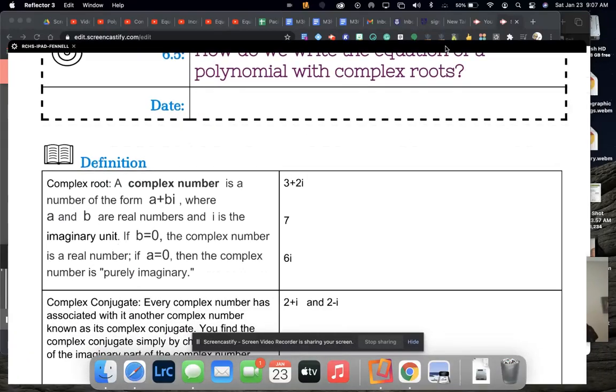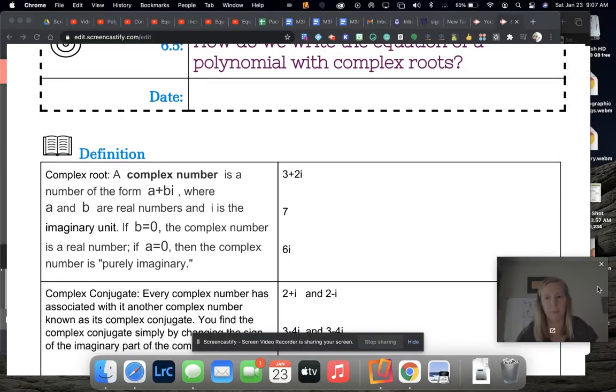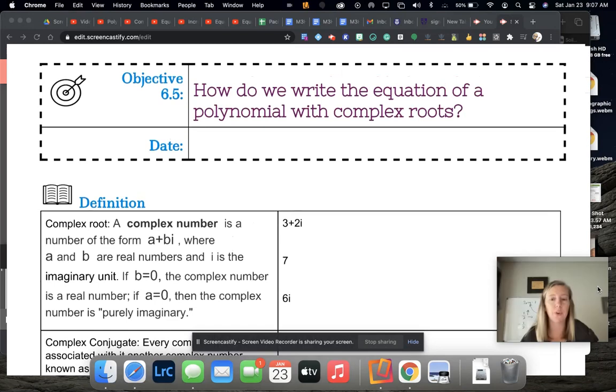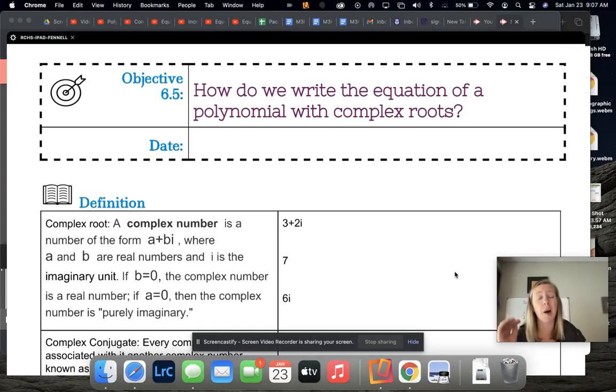Hello, lovelies. Today we are going to talk more about polynomials. We're going to focus really on these complex roots. So we've talked about polynomials where they actually have the same number of x-intercepts as they do roots. So when you factor it, if it's a degree 5 polynomial, you have 5 actual x-intercepts. But that's not always the case.